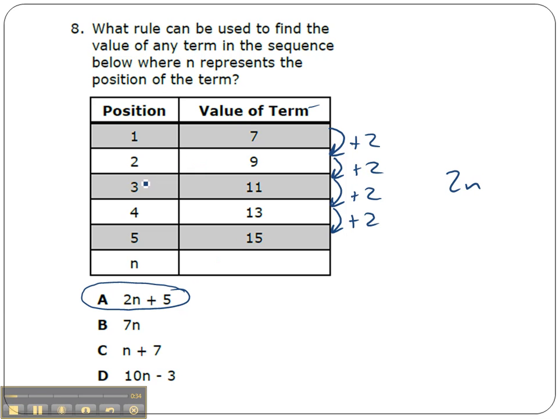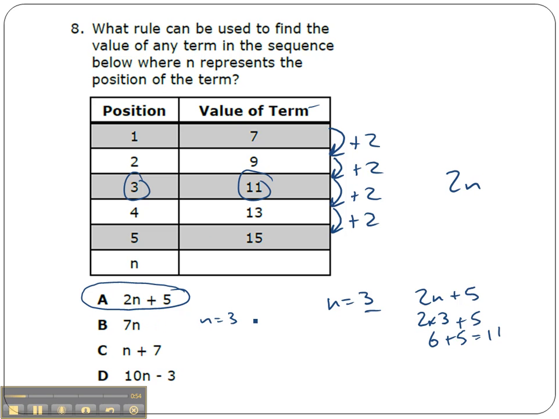So let's take n equals 3, and check it. 2n plus 5 would be 2 times n, or 2 times 3 in this case, plus 5. That's 6 plus 5, which equals 11. That matches. Now let's try n equals 3 for some of these others.